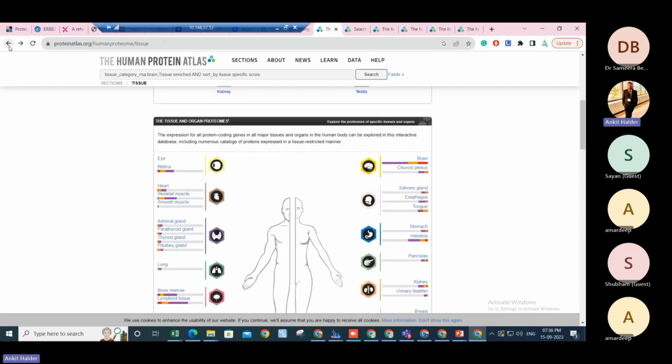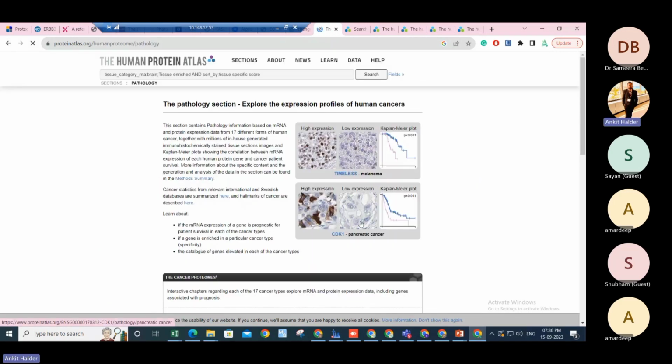So now we will be looking into the pathology atlas.